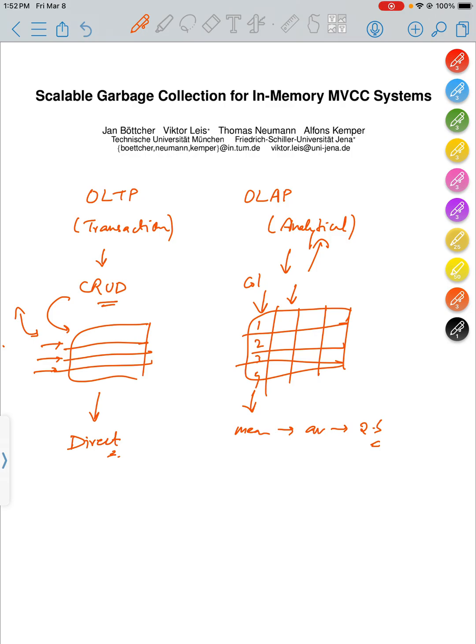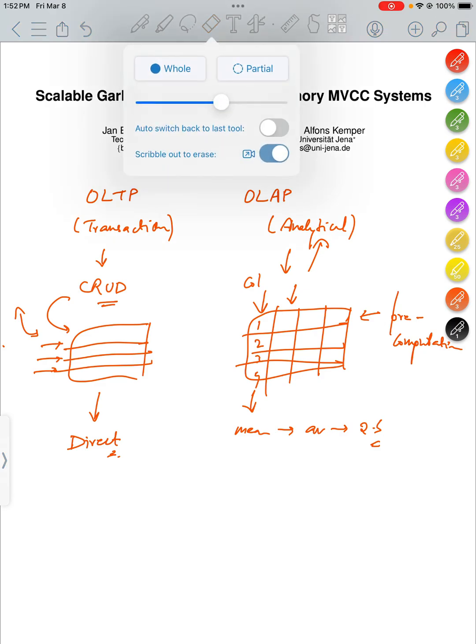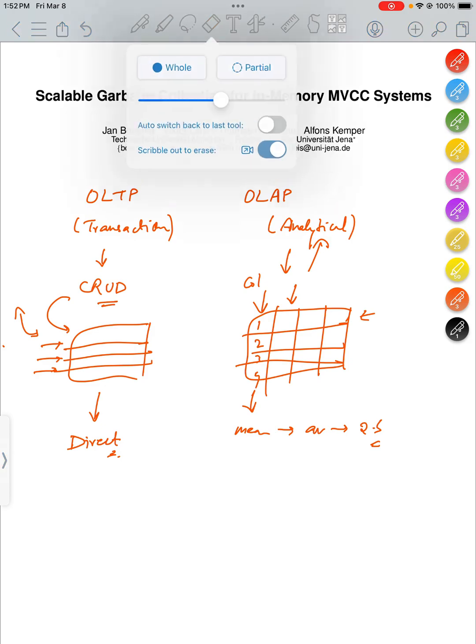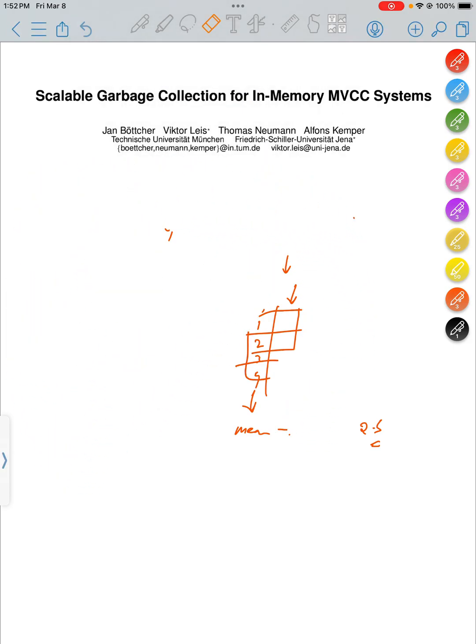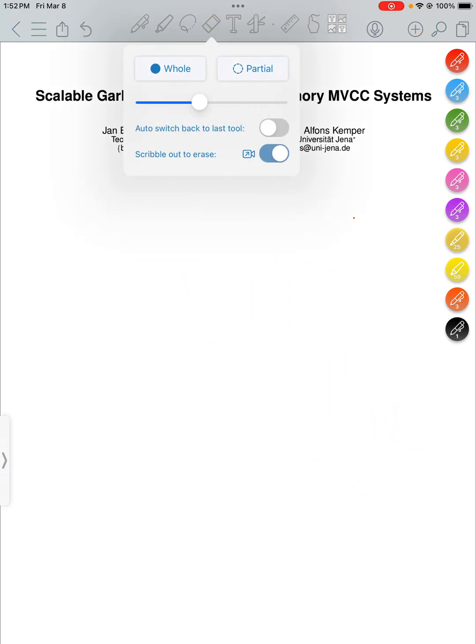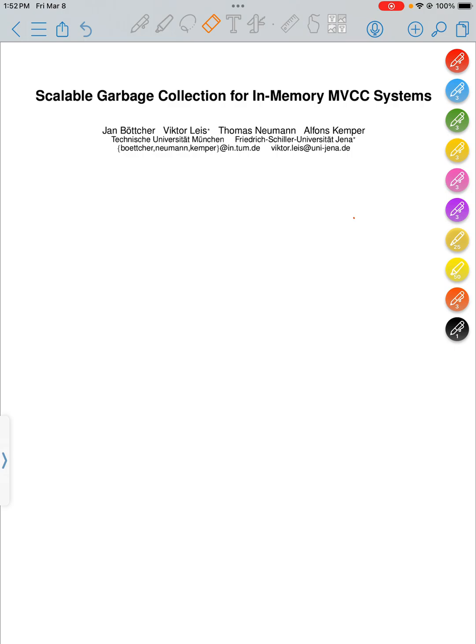Analytical, you might need to do pre-computations, and that's where things get interesting. Now HTAP means that you have to do hybrid transactional and analytical processing.